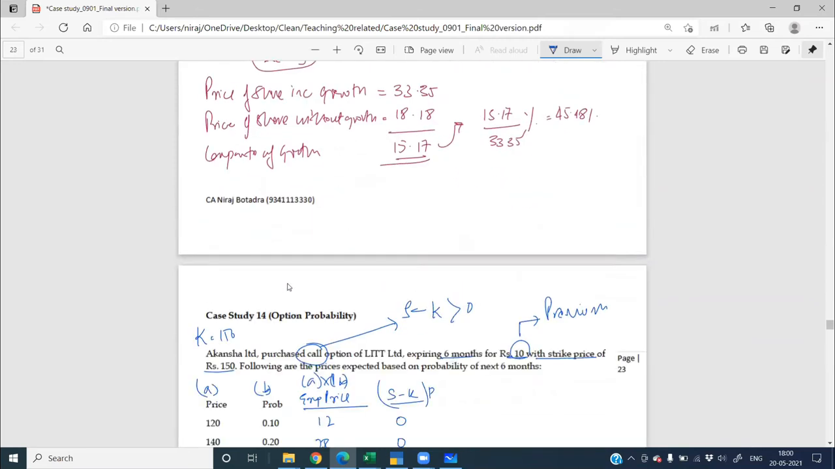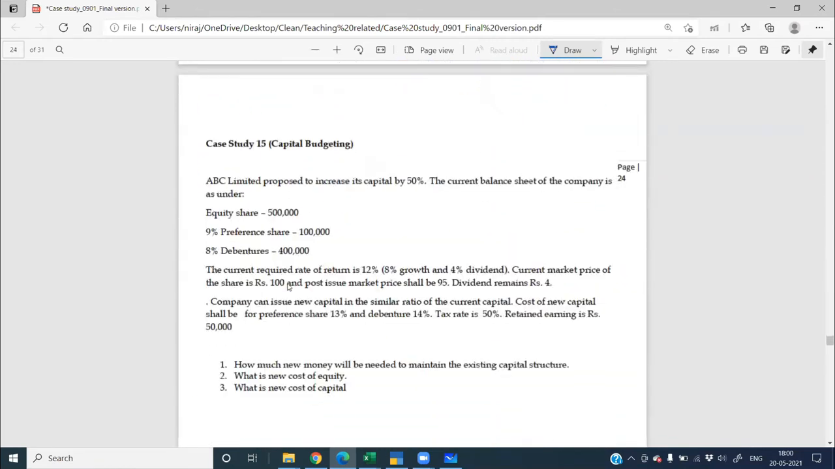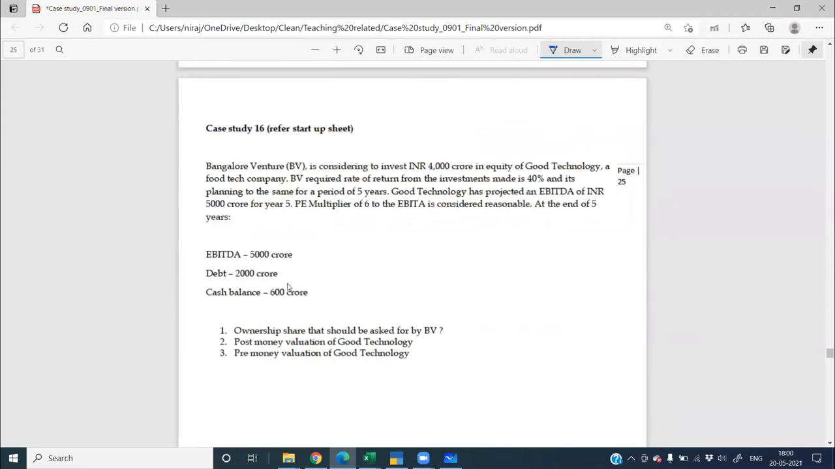Question number 13, we have already solved. 14 also we have already solved. 15 is not very important.